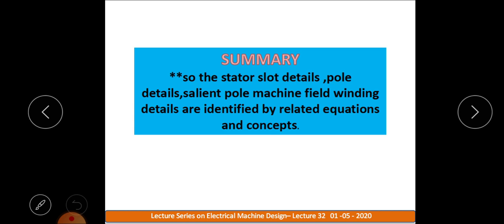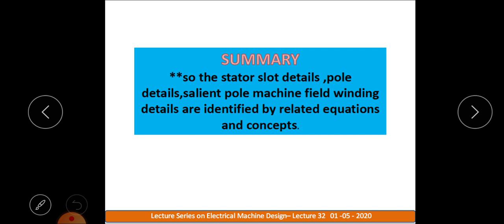First, in part A, flux per pole is asked. For that we have used the equation Bav equal to P phi divided by pi D L, and using this equation and Ns equal to 120 f by P, we calculate the number of poles and flux per pole. The total number of poles calculated is 32. Flux per pole is 0.1619 in part A.